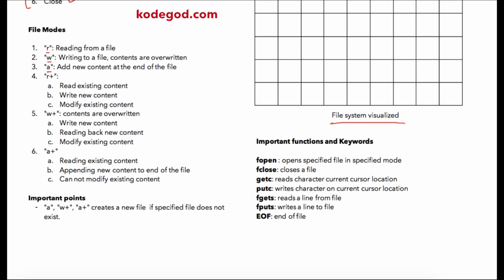Then there is A mode, that is append mode. It adds content after the end of your file. So suppose your file was having data as ABC and you are going to write XYZ to it. So ABC will be kept as it is and XYZ will be added to it.